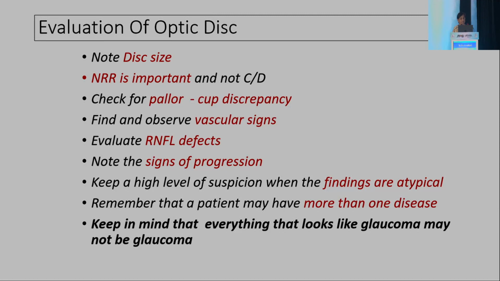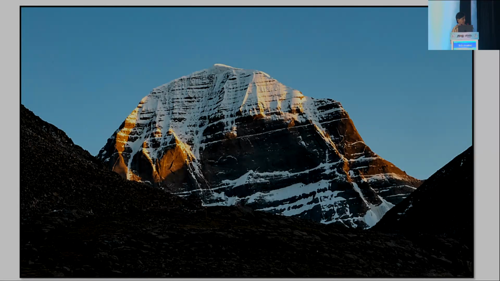NRR is important and not the CD. Check for pallor cup discrepancy. Find and observe vascular signs. Evaluate RNFL defects. Note the signs of progression. Keep a high level of suspicion when the findings are atypical. Remember that a patient may have more than one disease, and keep in mind that everything that looks like glaucoma may not be glaucoma. Thank you.